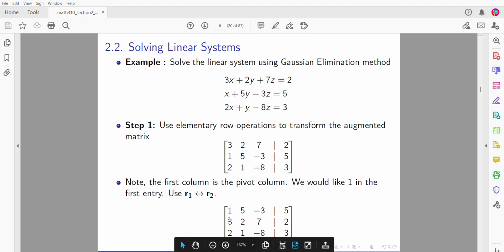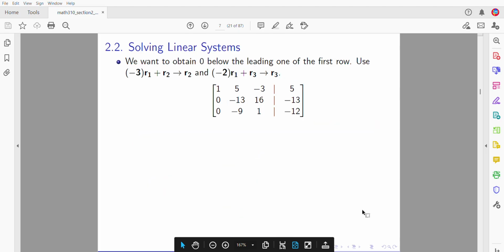Keep that in mind. Row 1 times negative 3 gets added to row 2. Row 1 times negative 2 gets added to row 3. That's your new row 2. That's the symbol for all that we say. Row 1 times negative 2 gets added to row 3. That's your new row 3.